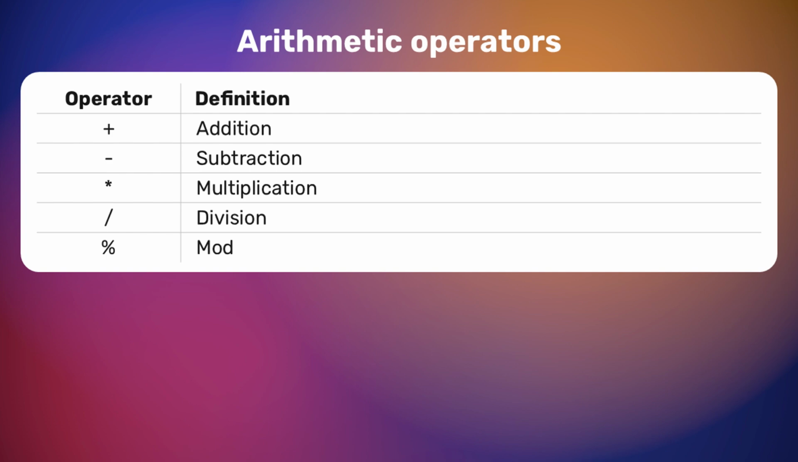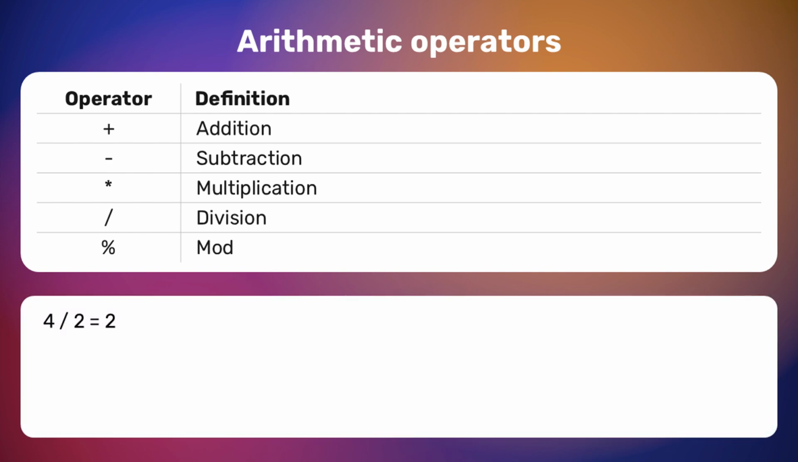The mod operator returns the remainder of a division. For example, if we divide 4 by 2, the result is 2. If we multiply the result, 2, by the number we divided 4 by, also 2, we will have the number 4. 4 minus 4 is equal to 0, therefore, 4 mod 2 is equal to 0.